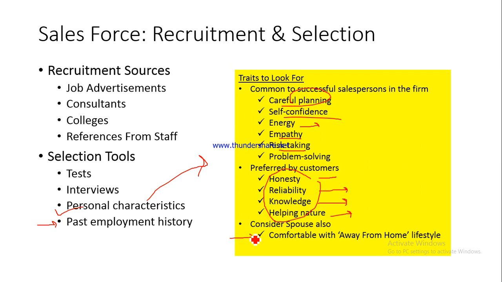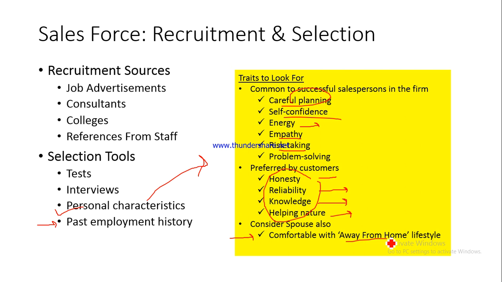Again, one very important factor is this. Many a times the salesperson will have to stay away from home. Now what does that mean? That would mean that since he is staying away from home, the spouse, the husband or maybe the wife, they may or may not be very comfortable.